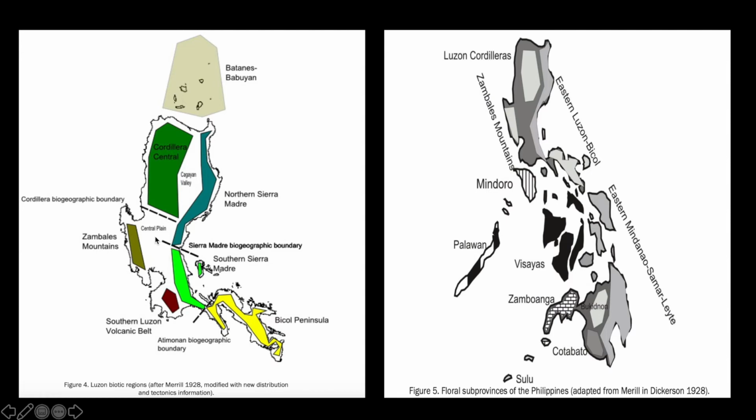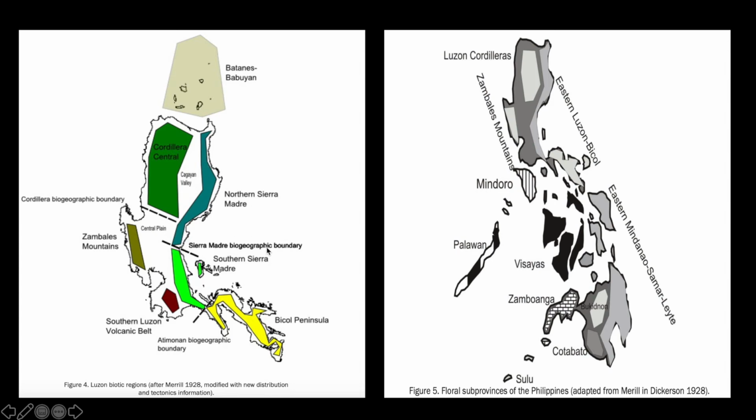And I would like to correct the previous video on the physical geography by Geography Now. This is the Cordillera Central. This is the Northern Sierra Madre. No? Northern Sierra Madre, Southern Sierra Madre. All of these are Sierra Madre.